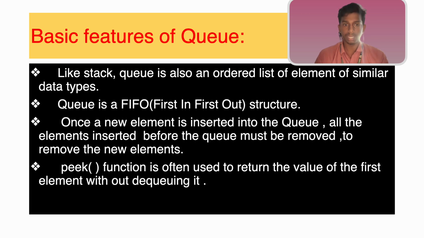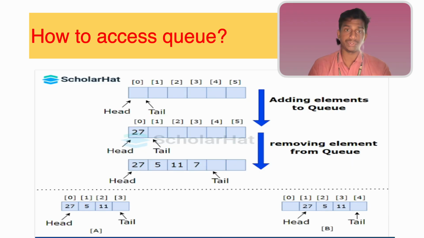Once a new element is inserted into the queue, all the elements inserted before it must be removed to remove the new element. Peek is also a function which is often used to return the value of the first element without dequeuing it. These are the basic features of a queue.